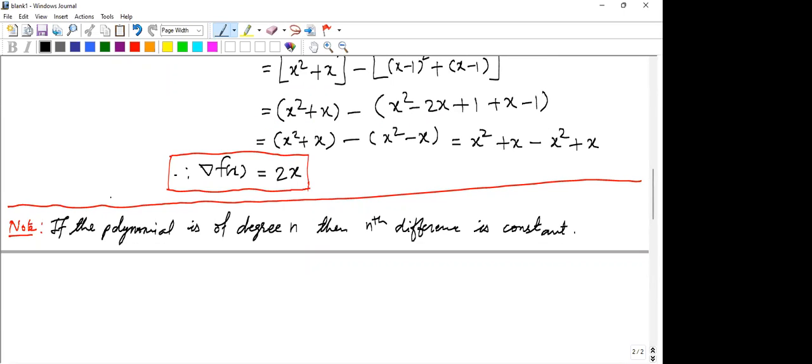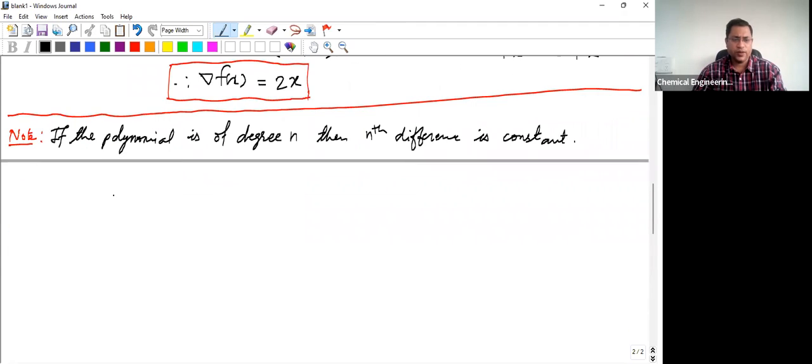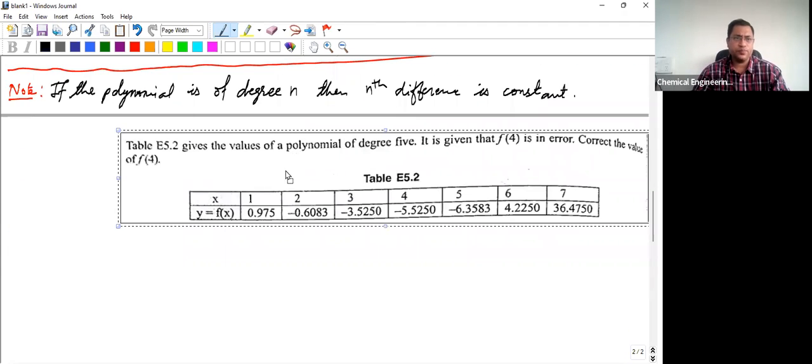Yes, sir. If the polynomial is of degree n, then the nth difference is constant. So all the nth differences will be the same. What is meant by constant? They will be the same. Okay, so let's try to go for an example.